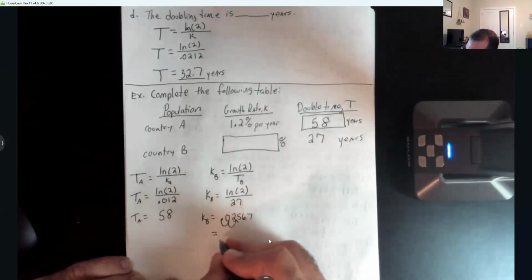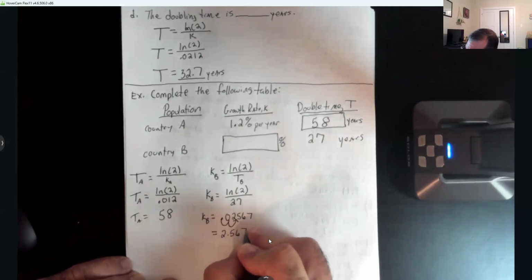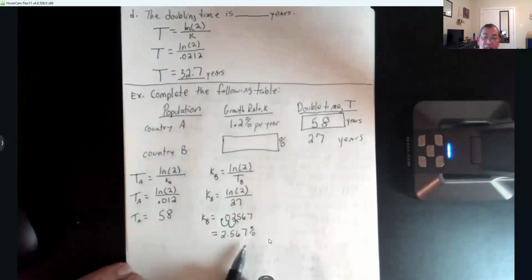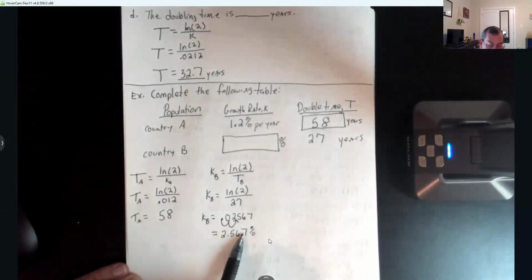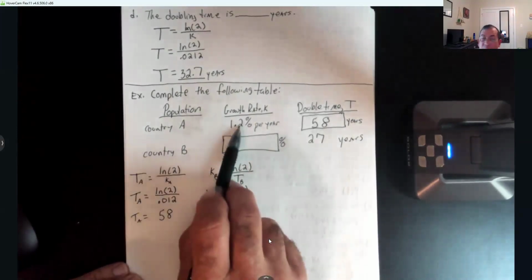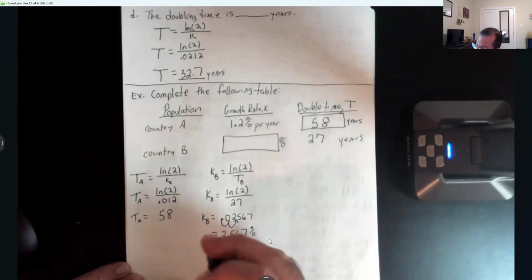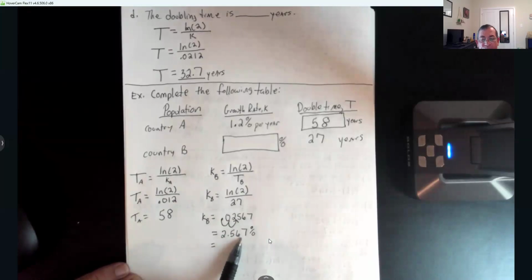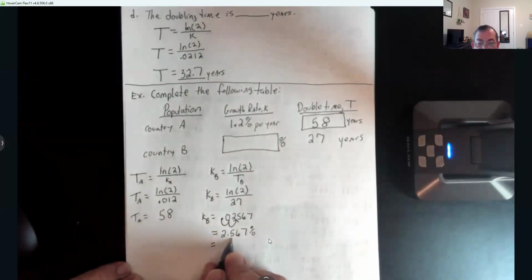So that's going to give us a 2.567, and this is now percent. But guess what? We need to round that to one decimal place. So convert it out of decimal into percent, and then one decimal place will be where the 5 is.